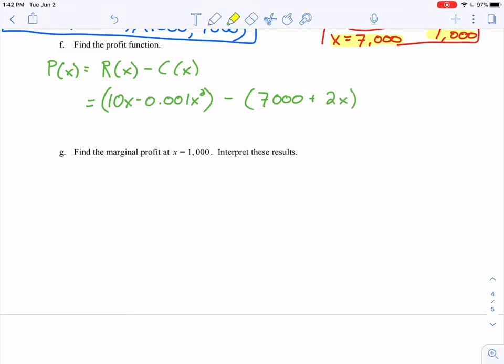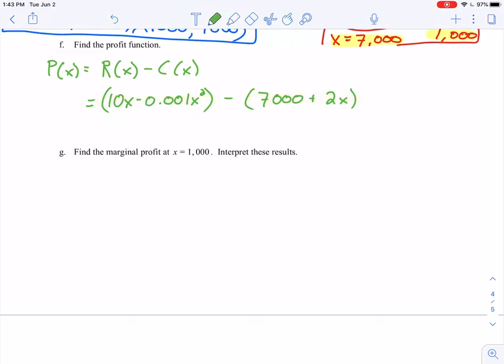And notice I used parentheses around each of these. And I did this for more than one reason. First of all, I think it just makes it very clear the separation. Here's my revenue function, and here's my cost function. It makes it easier for the reader to determine kind of what is what here. What substitutions have I made?